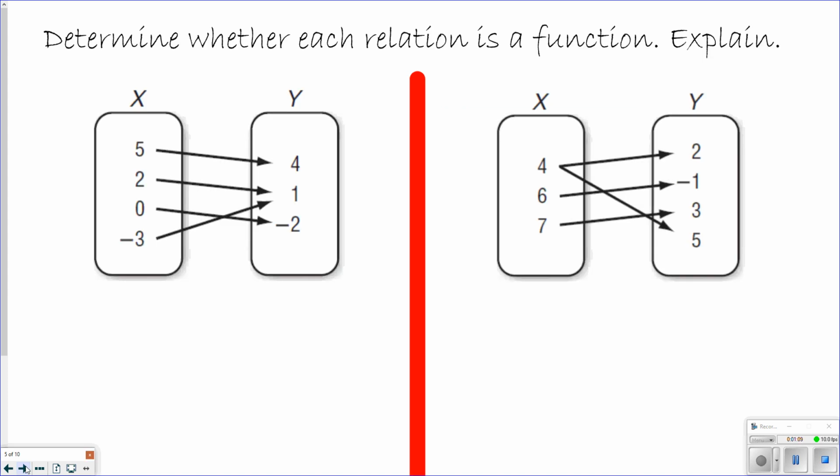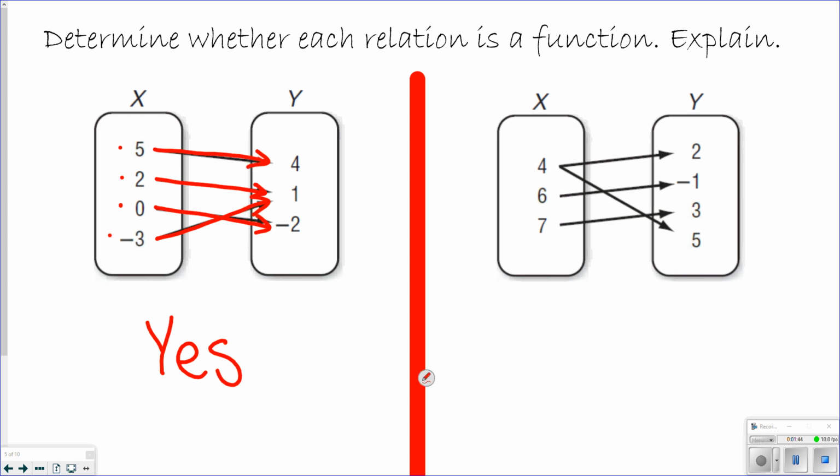Let's go ahead and look at a couple examples here to determine what a domain and range would be. So, for example, I have a 5 here. The 5 is going to 4. That is okay. It's just going to one thing. The 2 is going to 1. That is okay. 0 is going to -2. That is okay. -3 is going to 1. That is okay. Each x is only going to one y. So we would say that, yes, this thing is a function.